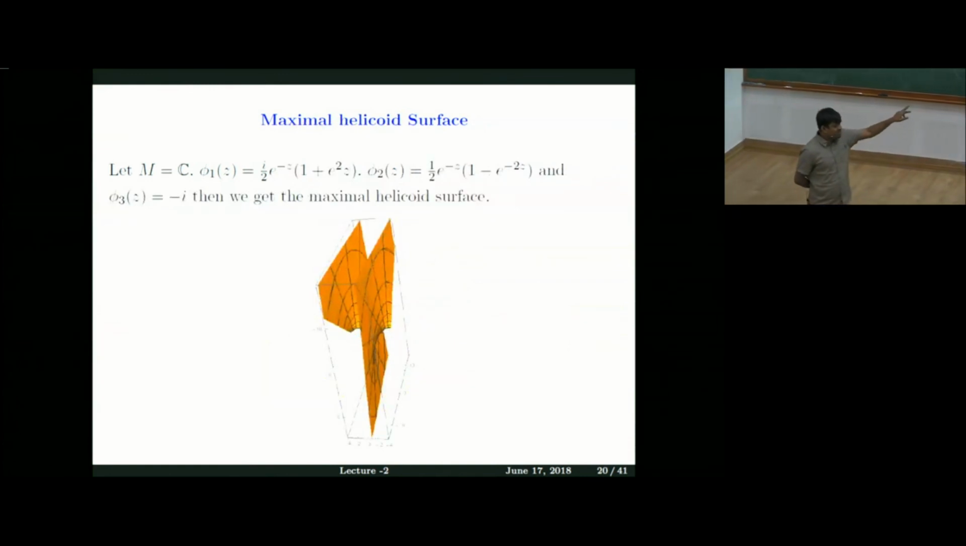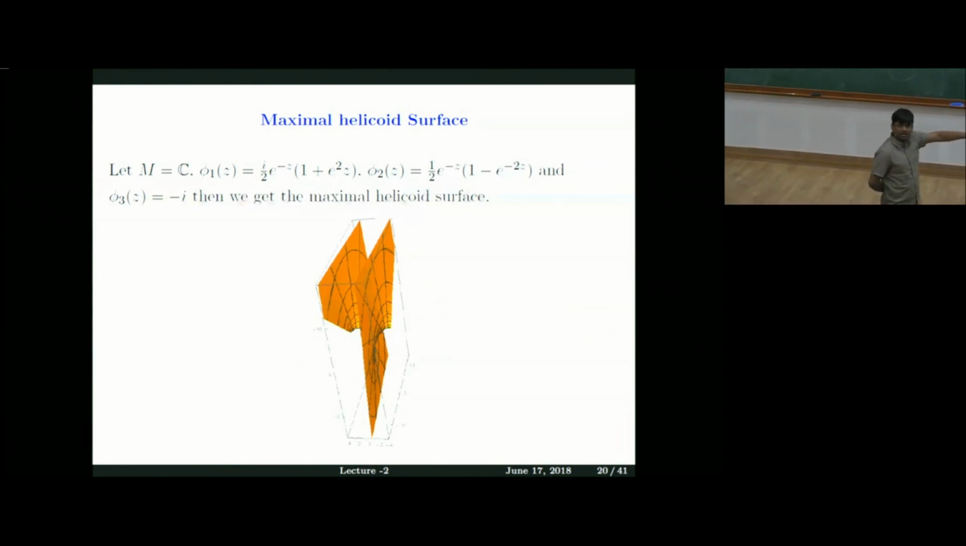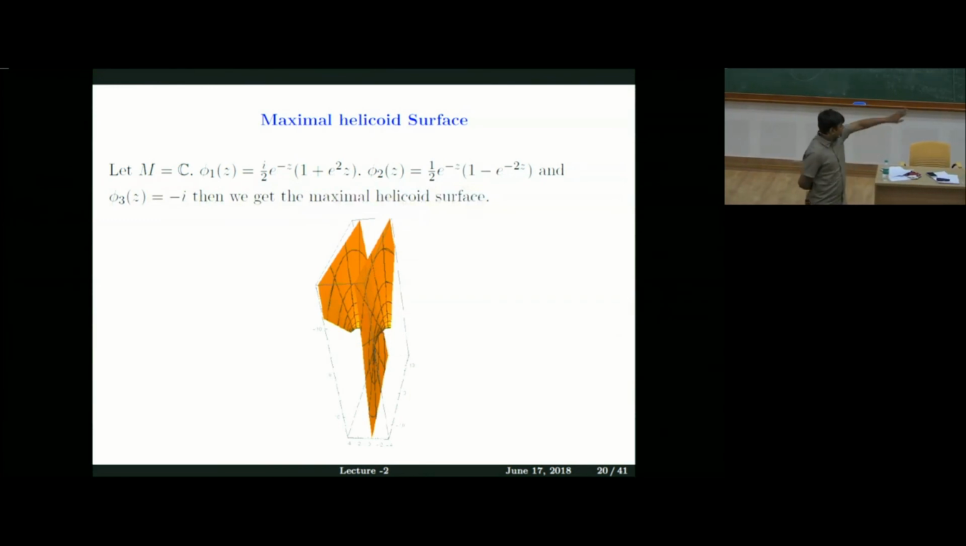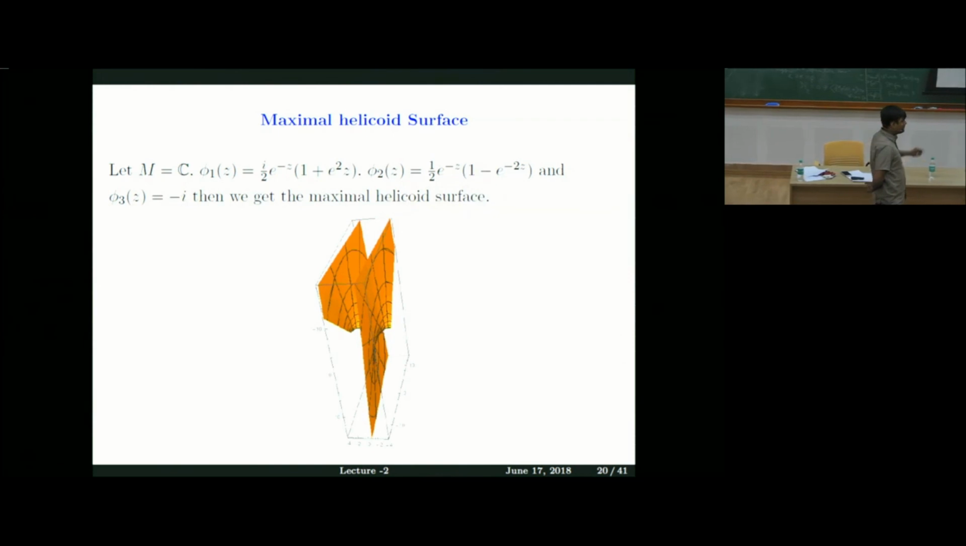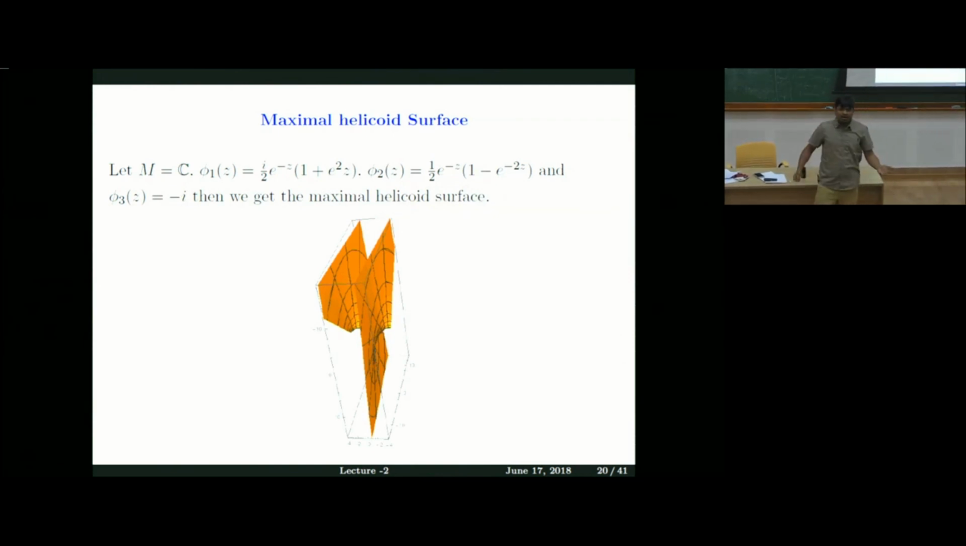The name comes from the minimal surface case, because there is a relation between the maximal helicoid surface and the helicoid surface. We'll come to that in the next talks. So there are a lot of examples, and in the next talks I am planning to cover more.